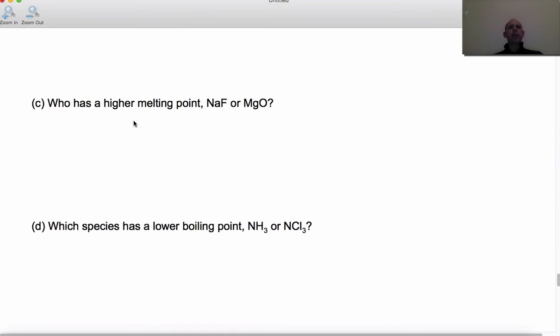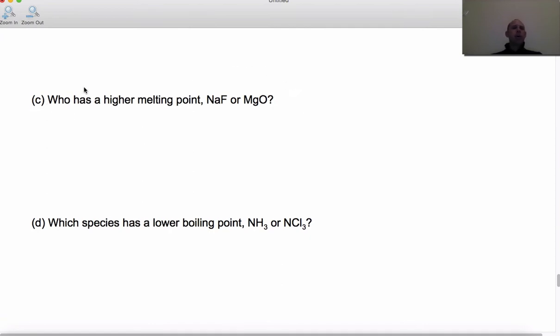Who has a higher melting point, NaF or MgO? So I'm going to draw this one out. You have NaF and you have MgO. Now, they're both ionic.